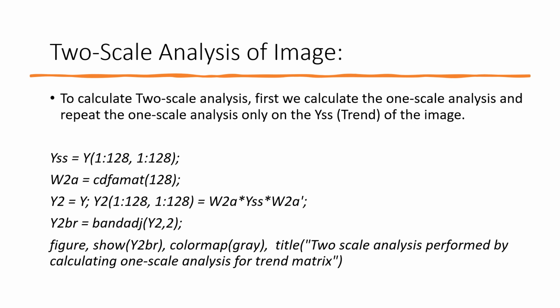So now we are going to calculate the two scale analysis of an image. We have already calculated one scale of analysis of an image. There we got four components, YSS and three detail components. So here what we are going to do is perform one scale analysis again, but only on the trend of the image. Here YSS is the trend of the image. So we are going to perform one scale analysis on YSS. And we are going to plot it in the range of 1 to 128 and 1 to 128. If I show you the image in the next slide, you will understand it clearly.